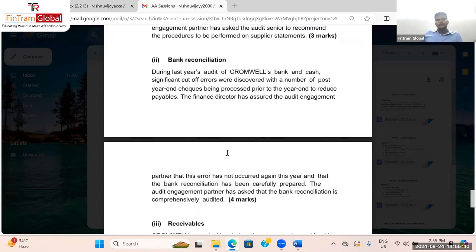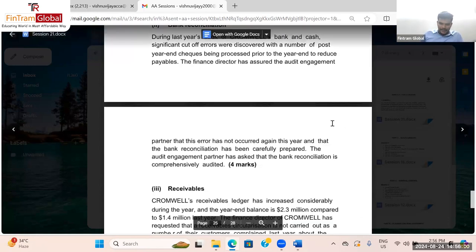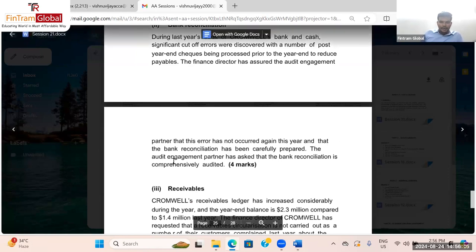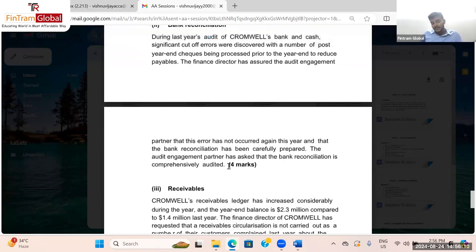What else? Bank reconciliation. During last year's audit of Cromwell's bank and cash, significant cutoff errors were discovered, with a number of post-year-end checks being processed prior to the year-end to reduce payables. The finance director has assured the audit engagement partner that this error has not occurred again this year and that the bank reconciliation has been carefully prepared. The audit engagement partner has asked that the bank reconciliation is comprehensively audited. So 4 marks are available here and you need to write 4 procedures.